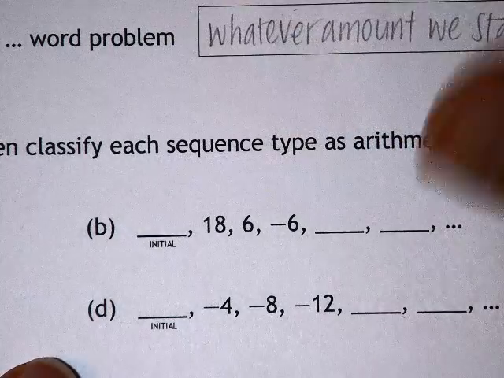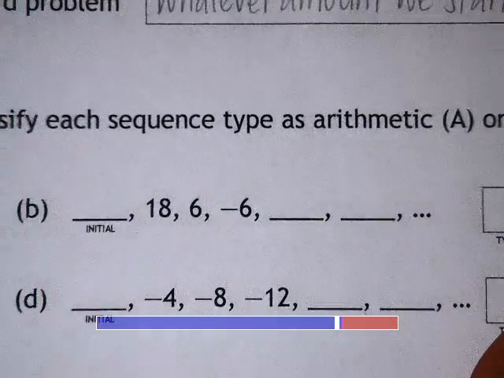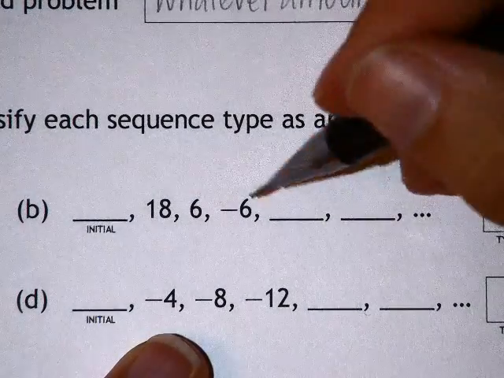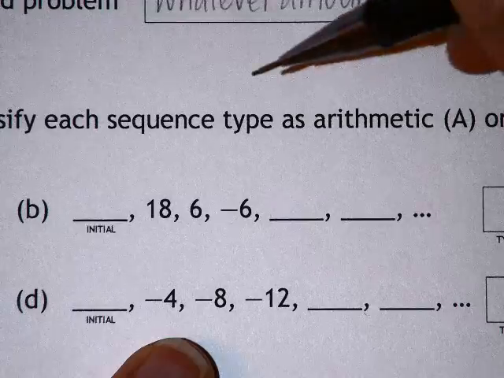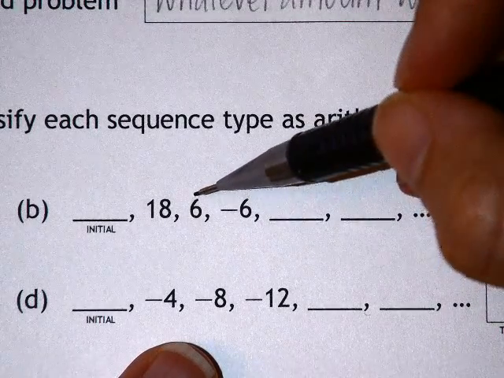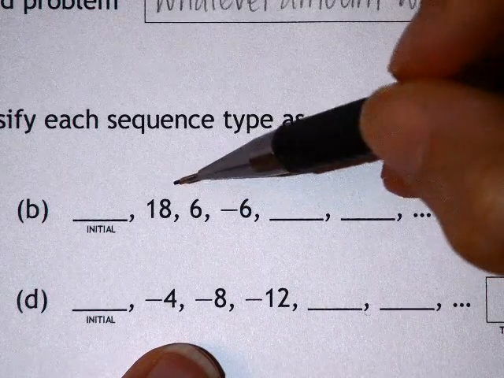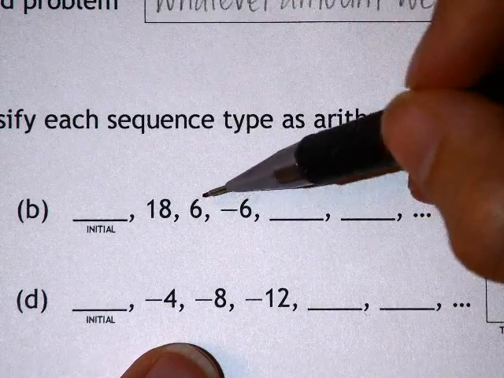In question letter B, again, think about your options for how to go from 18 to 6 and then from 6 to negative 6. I certainly am thinking again of dividing by 3 because 18 divided by 3 is 6, but 6 divided by 3 is not negative 6, so that doesn't work.